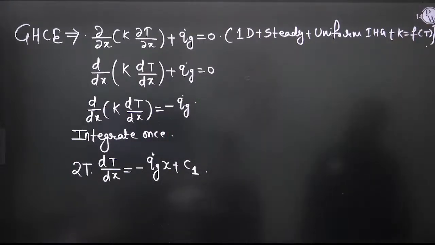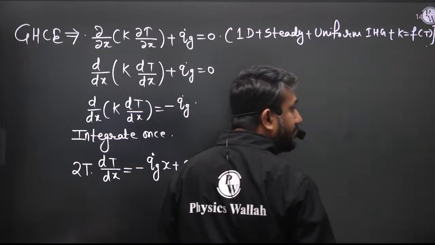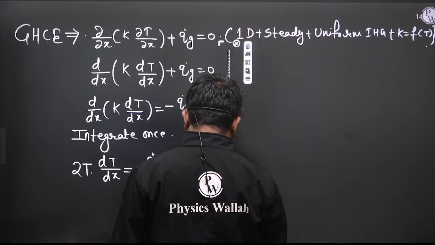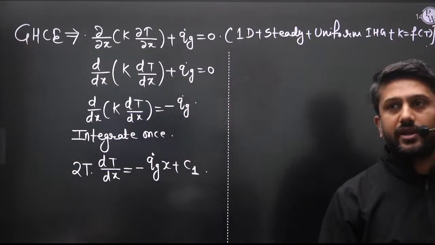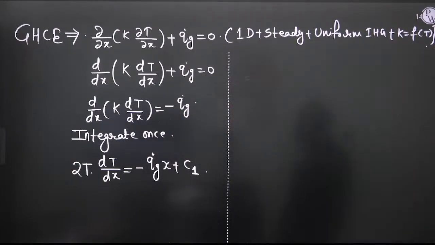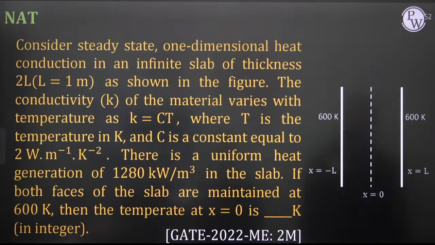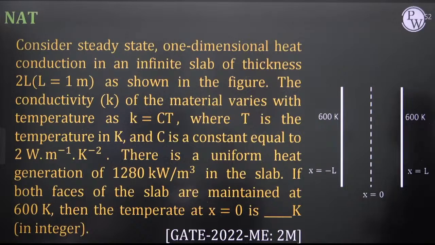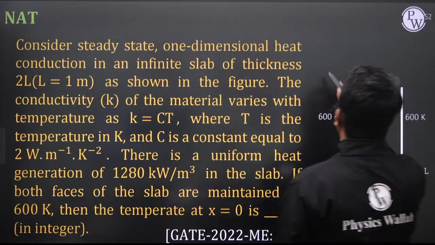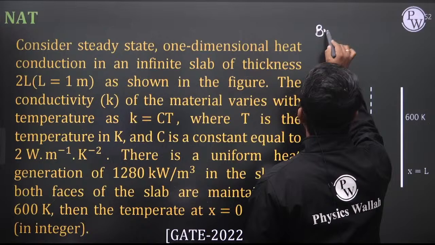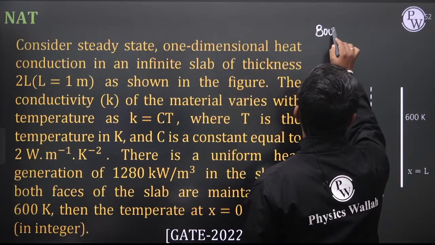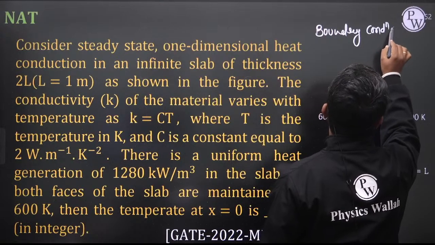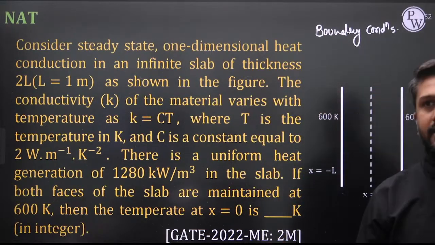Okay, fine. Now can you calculate C1? For calculation of C1, we need a boundary condition. So what are the boundary conditions in this particular problem? How many boundary conditions are you able to see? Boundary conditions are always present in the problem, as per the problem.